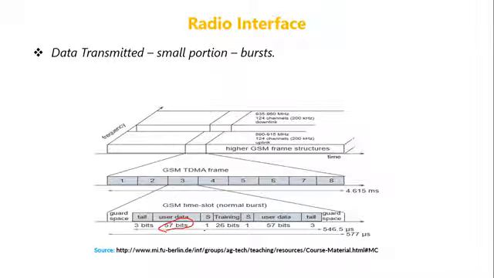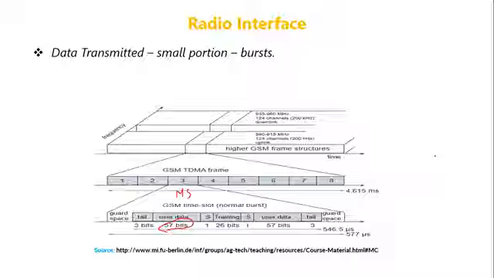Okay, because this entire duration is one slot. In one slot, the data transmission is 114 bits for one user or one mobile station. Similarly, another slot will be used by another mobile station. Like that, it supports 8 slots in 4.615 milliseconds, and it will repeat for every 4.615 milliseconds.